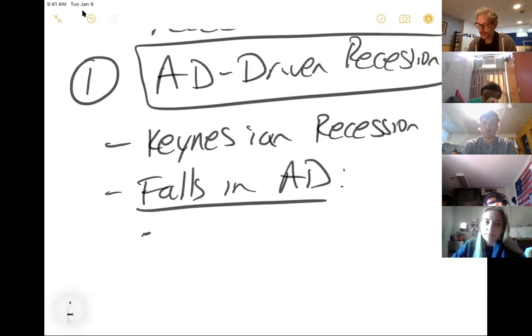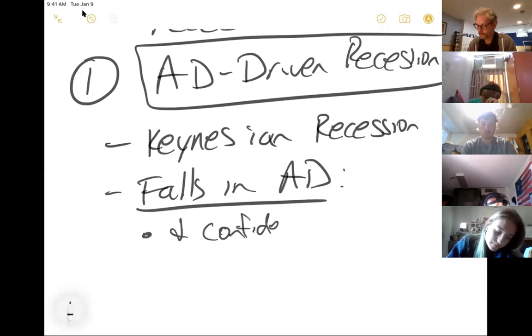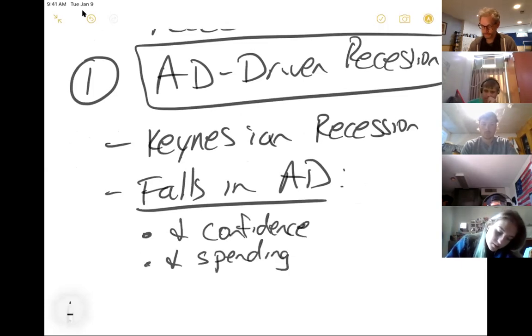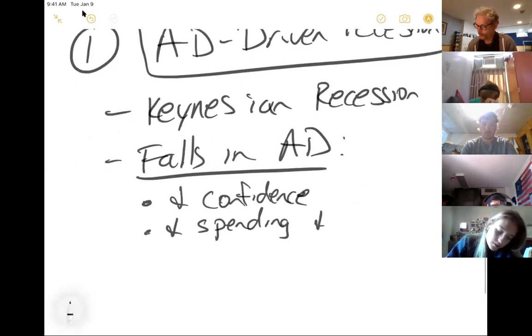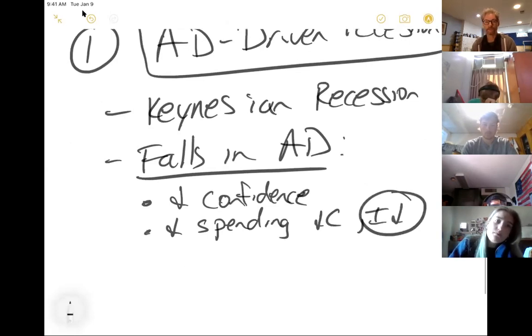He thought the most likely culprit was falls in confidence. That leads to falls in spending, such as falls in consumption, and most importantly, falls in investment. Keynes thought that investment was very, very sensitive to this idea of animal spirits.